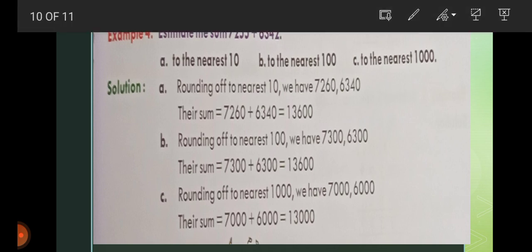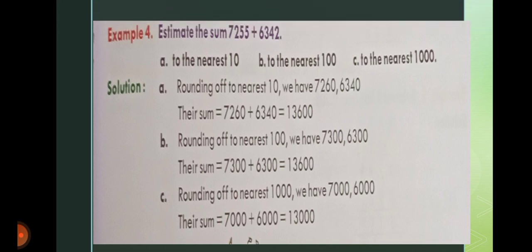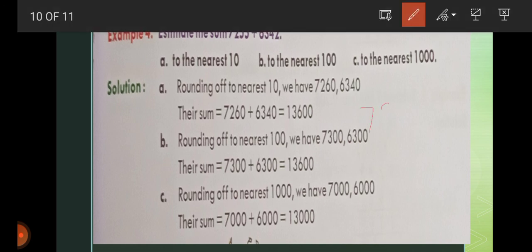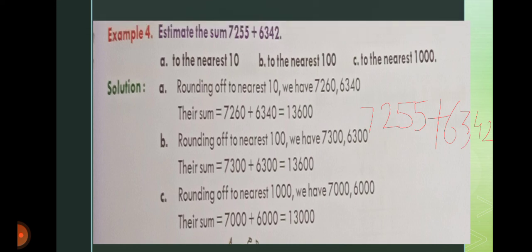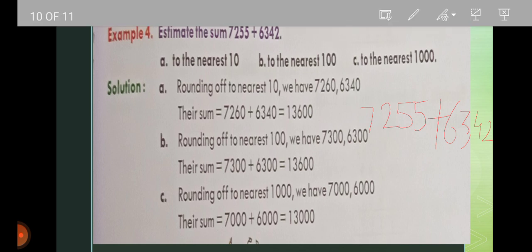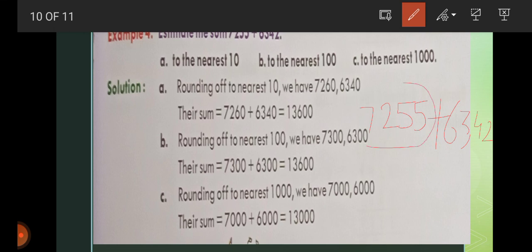Next is estimated sum. How to find the estimated sum? Now here you have the question 7,255 plus 6,342, right? Now what to do here? You have to find the estimated sum to the nearest 10. So firstly, find the rounded off value to the nearest 10 for 7,255. In the same way, find the rounded off value to the nearest 10 for this also.